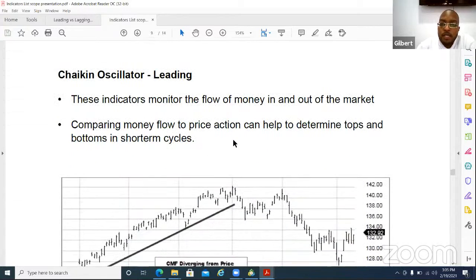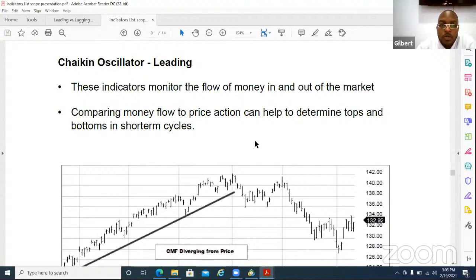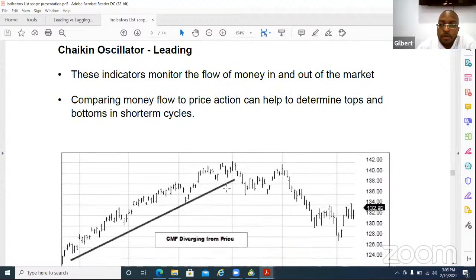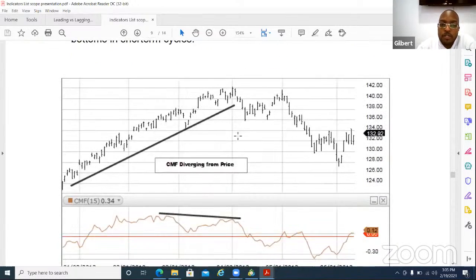All right, so we are short on time, so let me just quickly go through the rest. We have this CMF, or the Chaikin oscillator, and it monitors the flow of money in and out of the market. And comparing money flow to price action can help to determine tops and bottoms in short-term cycles.